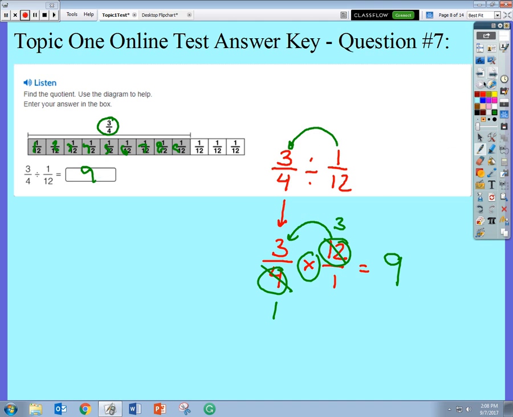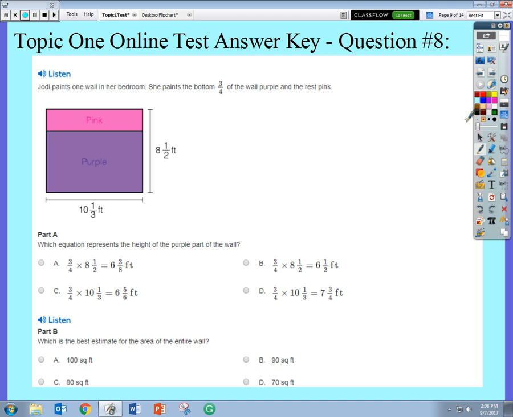This next one, a little bit long. I actually have it on 2 slides. I can recall this question from last year being missed multiple times. I also know that this question was actually used on a 5th grade Envision test last year. So we have multiple exposures to this. It says, Jody paints one wall in her bedroom. She paints the bottom 3/4 of the wall purple and the rest pink. So the whole wall is 8.5 feet tall. She paints 3/4 of that, 3/4 of the 8.5, purple. Which equation represents the height of the purple part of the wall?